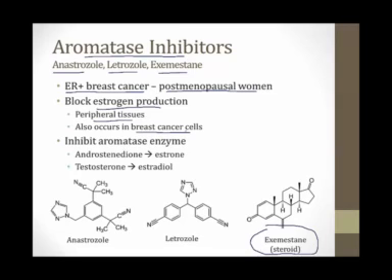These drugs all inhibit the enzyme aromatase, which leads to the production of estrogens. Aromatase converts androstenedione into estrone and testosterone into estradiol, and these are both estrogens, and therefore when you decrease their production, you decrease the amount of estrogens in the body and the stimulation of estrogen receptor positive breast cancer cells.